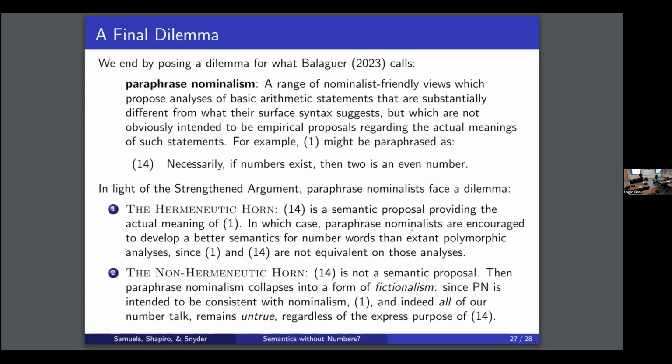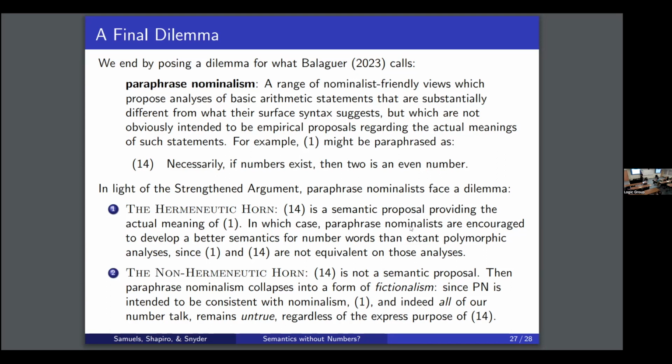All right, we're going to end with one last view, which Balaguer calls paraphrase nominalism. This is a different version of nominalism than we've mentioned before. It's not quite non-referentialism. It's not quite fictionalism. As we understand the view, it's a range of nominalist-friendly views which propose analyses of basic arithmetic statements that are substantially different from what their surface syntax suggests. So they're kind of like non-referentialism in that respect, but they are not obviously intended to be empirical proposals regarding the actual meanings of such statements.